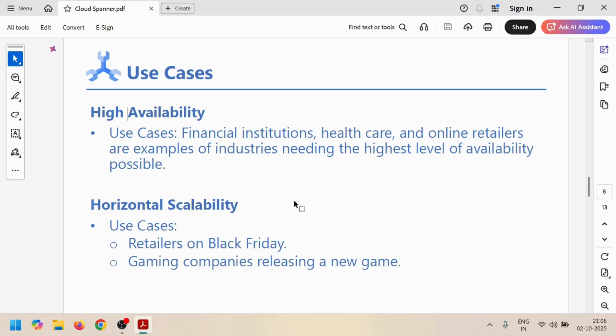Let's see for high availability. Here the use cases can be financial institutions, healthcare and online retailers. These are examples of industries needing the highest level of availability possible. Horizontal scalability. Here the use cases can be retailers on Black Friday or Big Billion Day sale, gaming companies releasing a new game.